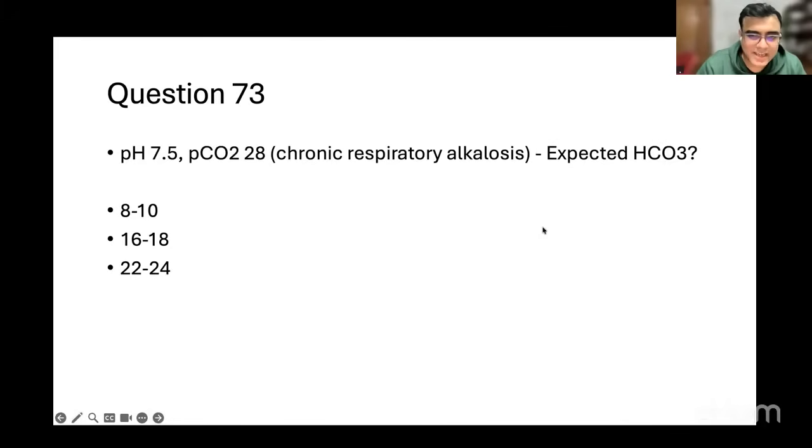So that is how you calculate bicarb for respiratory compensation. The 1, 2, 3, 4, 5 rule is best. It's easy and it's best.